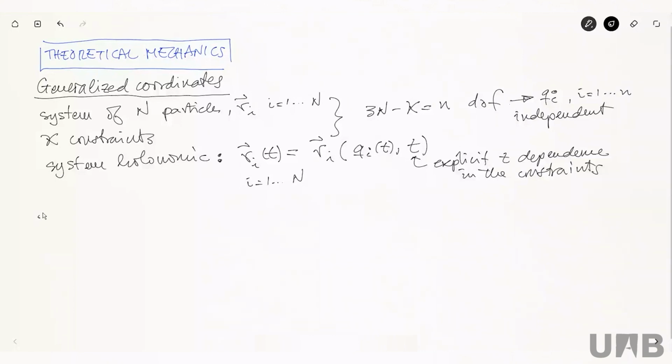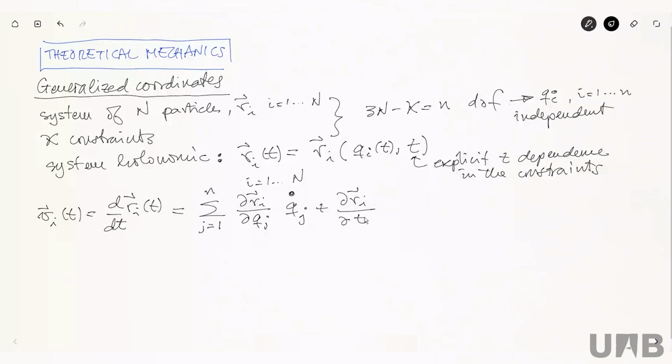Now, how about the velocities? The velocities are the total derivative with respect to time of each and every one of the position vectors. And so therefore, using the chain rule, we already discussed this thing. This is going to be the sum from j equals 1 up to little n, derivative of the position vector with respect to the generalized coordinate, times the derivative of the generalized coordinate, which can be called generalized velocity, if you wish, plus the derivative of the explicit time dependence.